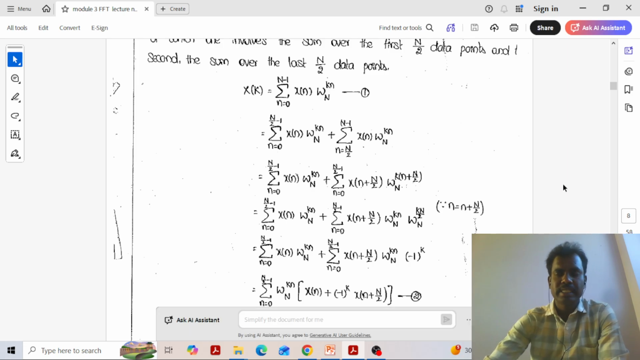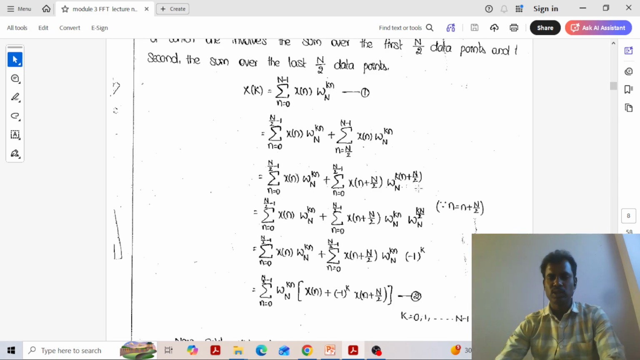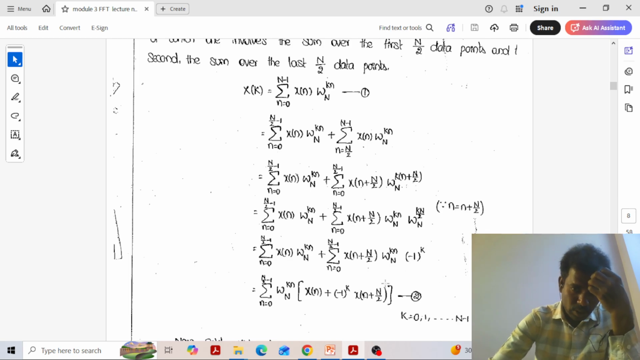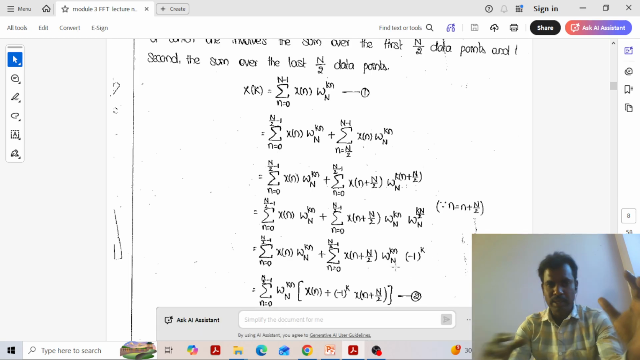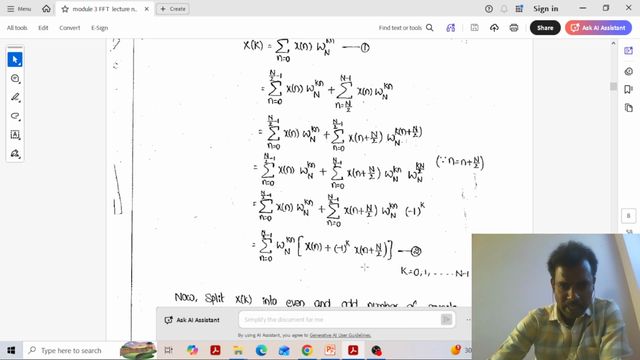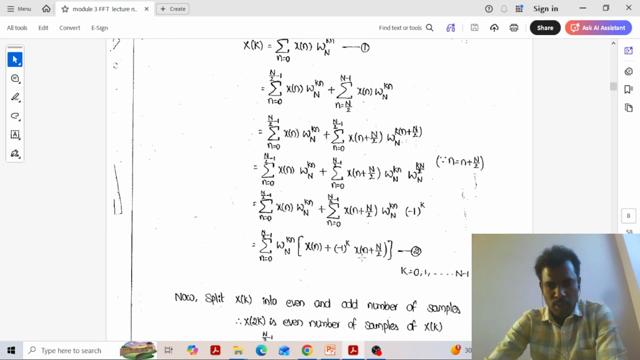What is e power minus j pi? Cos pi minus j sin pi. Cos pi is minus 1, sin pi is 0. So we simply substitute this value in the power in the trivial factor formula, and we obtain minus 1. And k is a variable, so minus 1 whole power k. So it is like this. We split it into two parts and make it a preliminary mathematical formulation: W_N power kn into x of n plus minus 1 whole power k, x of n plus N by 2.